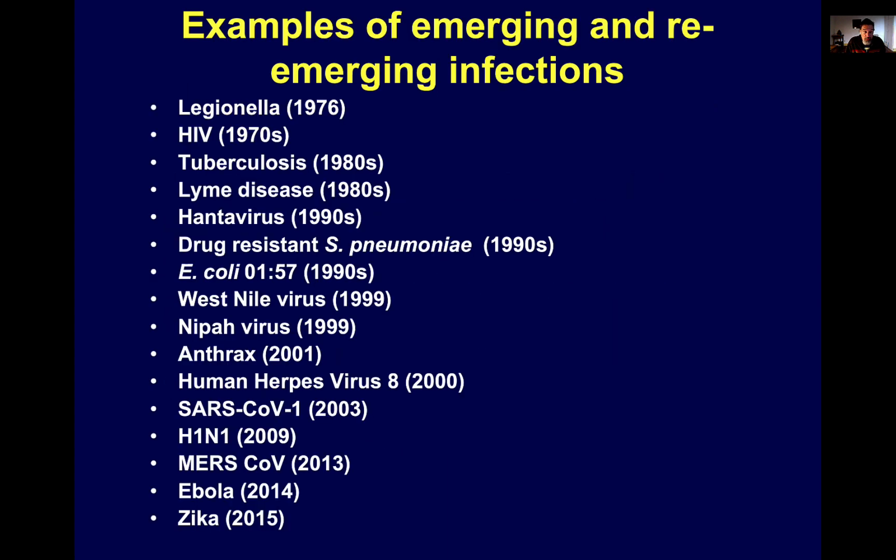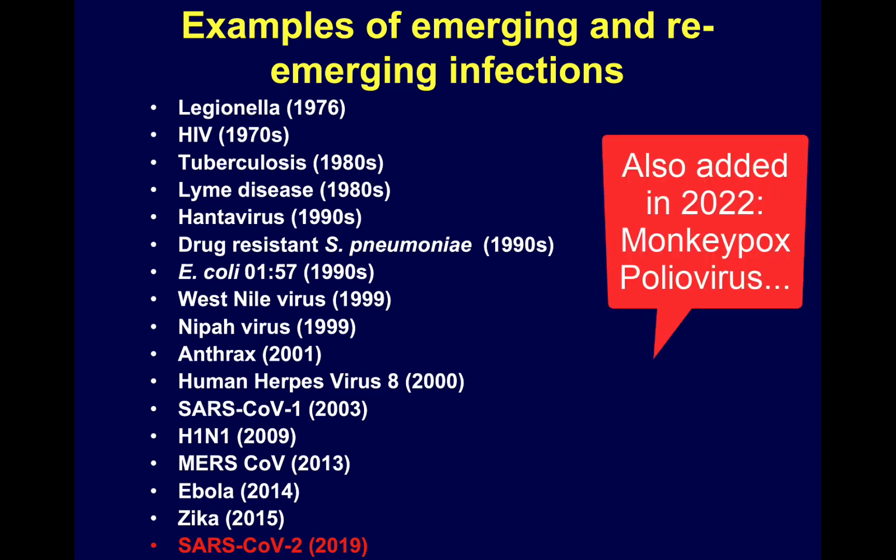And if you take a look at a list of recent emerging infectious diseases, some of these will be very familiar to you. You can get an idea of what it is that we're talking about when we are thinking about emerging infectious diseases. And of course, the most recent example is a novel virus, the SARS-CoV-2 pandemic, which began in 2019, is the next emerging infectious disease to be added to this recent list.